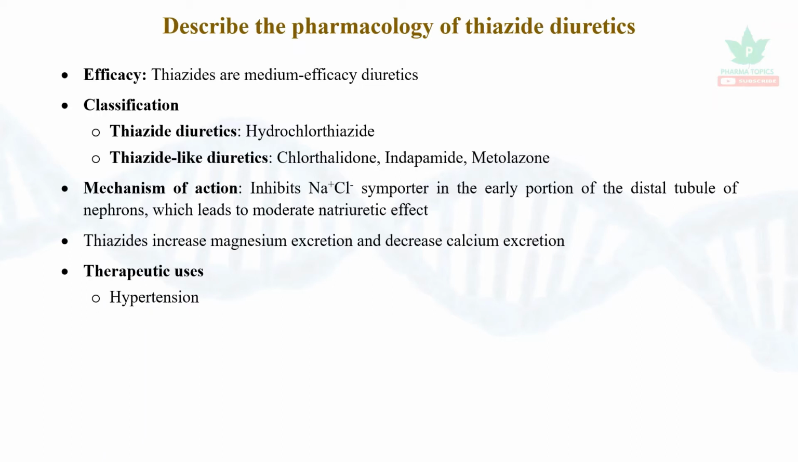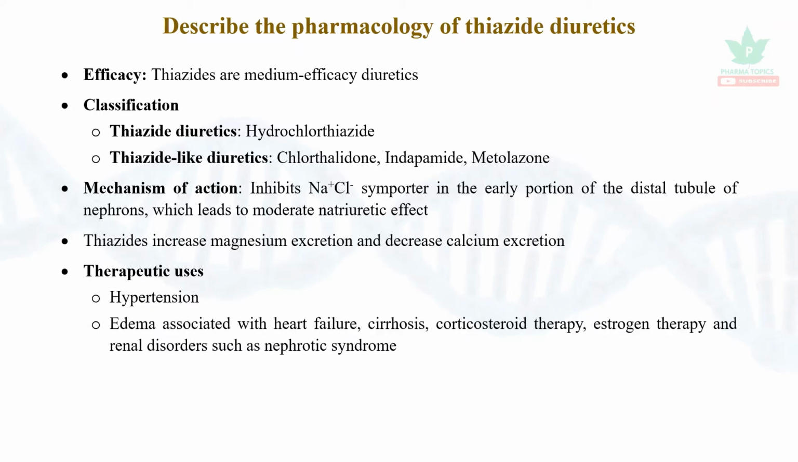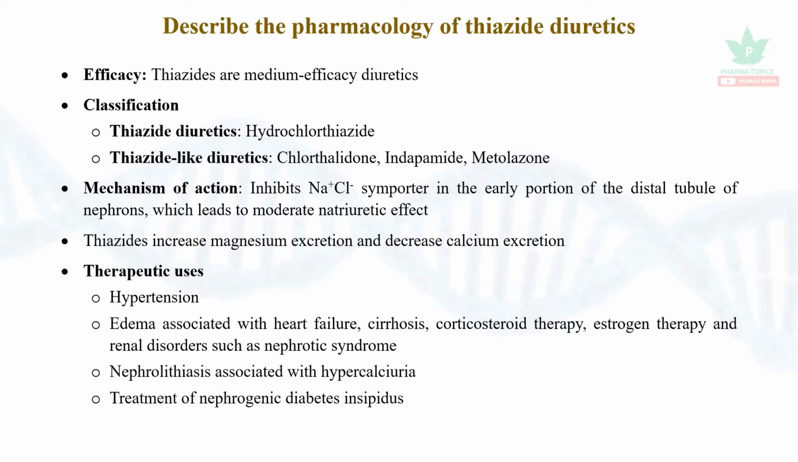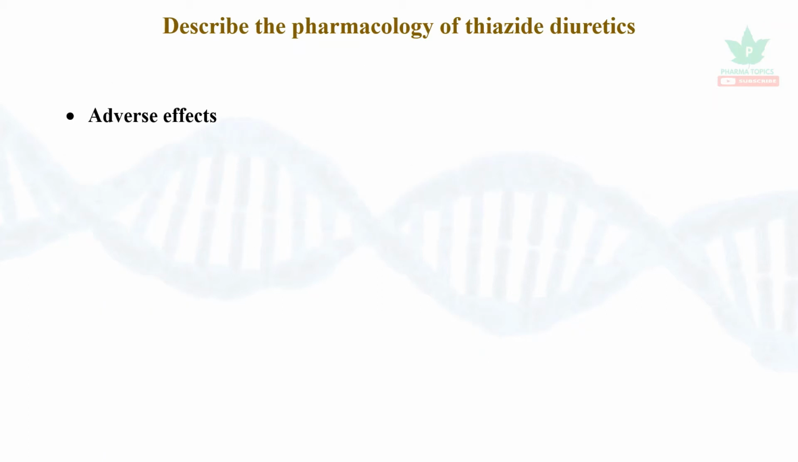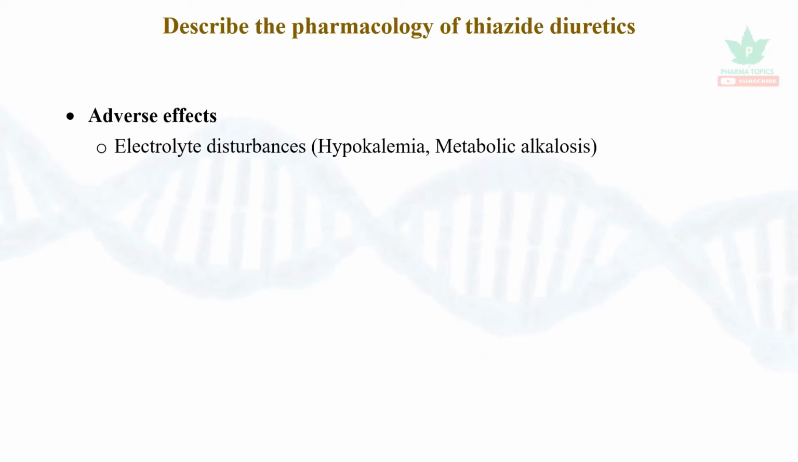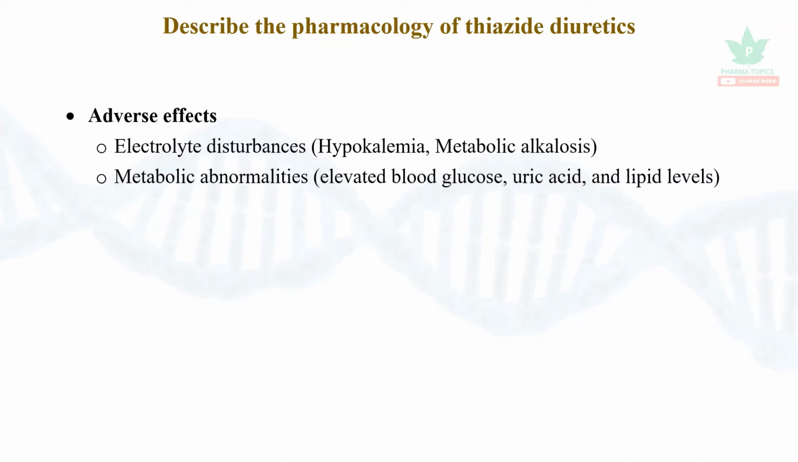Therapeutic uses, they are the first choice drugs in case of hypertension, edema associated with heart failure, cirrhosis, corticosteroid therapy, estrogen therapy, and renal disorders such as nephrotic syndrome. Nephrolithiasis associated with hypercalciuria. They are used in treatment of nephrogenic diabetes insipidus. Adverse effects of thiazide diuretics are electrolyte imbalances, hypokalemia, metabolic alkalosis, metabolic abnormalities such as elevated blood glucose, elevated uric acid levels, and elevated lipid levels.